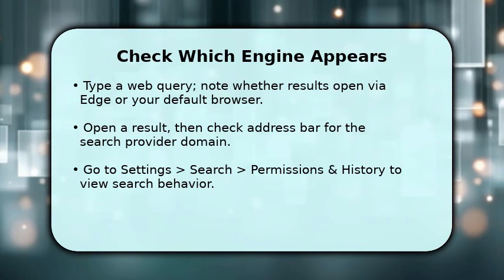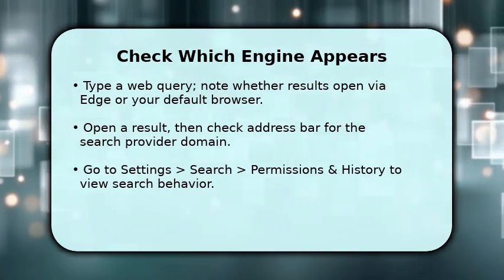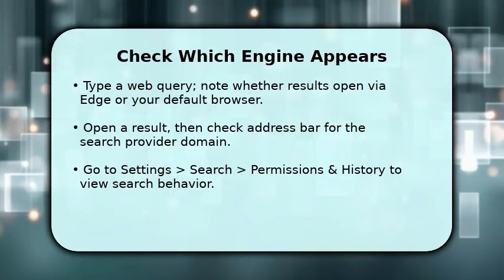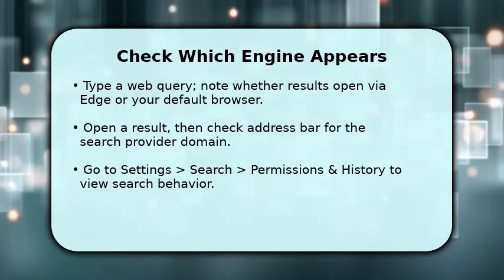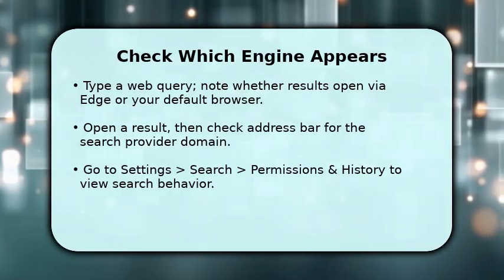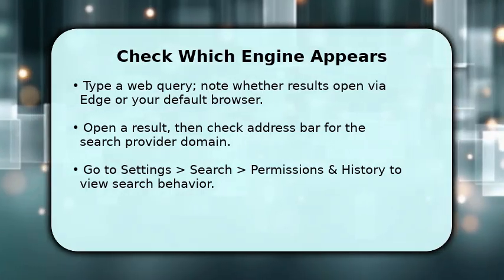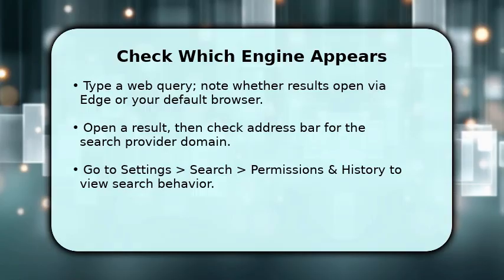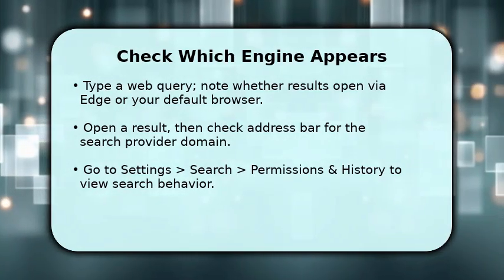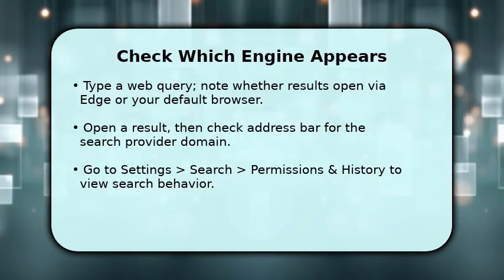Now verify how Windows is handling web queries so you understand which engine is used and why. Type a web search, then open a web result and look at the browser address bar to identify the provider domain. Make sure to note whether it opened in Microsoft Edge or your default browser. Next, open Windows Settings, go to Search, and check permissions and history to see whether web results are routed through Bing or redirected. This reveals the flow and helps you decide what to change.